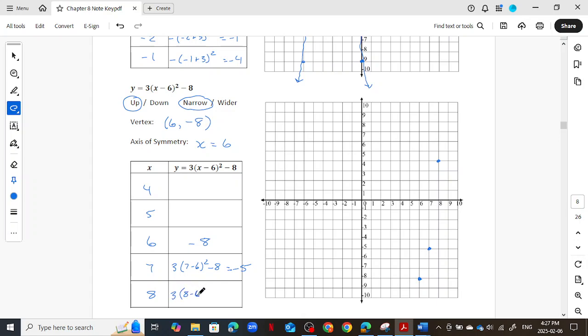Then we plug in 8. 8 minus 6 all squared minus 8. So 8 minus 6 is 2. 2 squared is 4. 4 times 3 is 12. 12 minus 8 is 4. I should have a point at 8, 4.